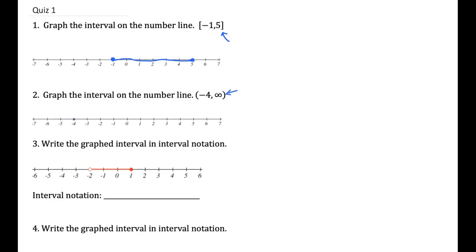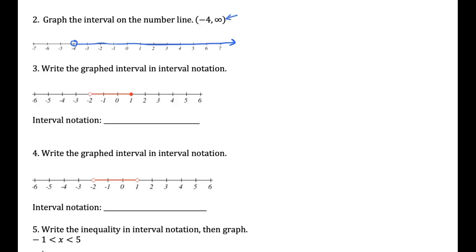All right, so -4 is where it starts, and it does not include -4. So I shouldn't have put that little dot, but it does not include -4. And so we're going to put an open circle. And then it goes all the way to infinity, which means it starts at -4 and goes all the way to infinity. So you put an arrow to the right.